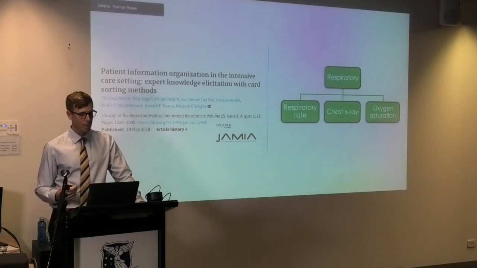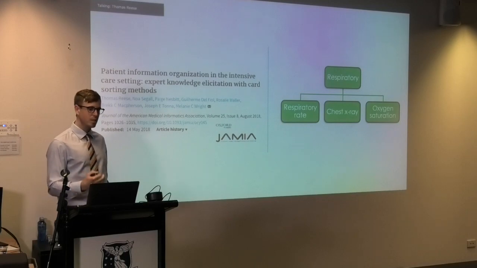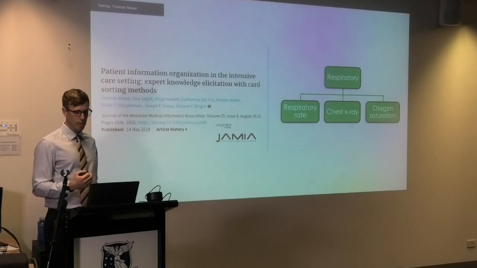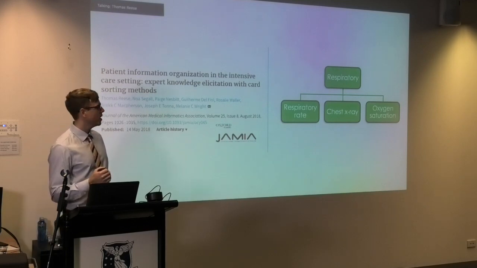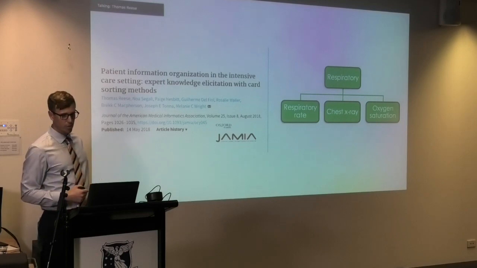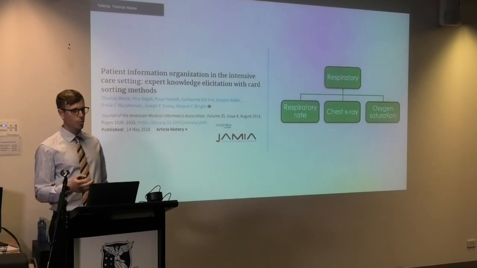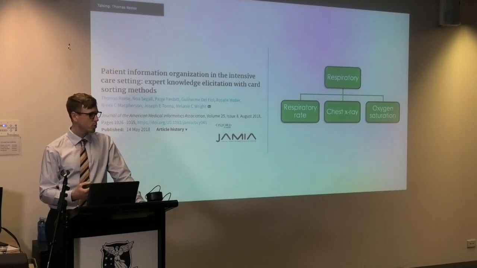So this is the paper that came out of this: Patient information organization in the intensive care setting, expert knowledge elicitation with card sorting methods. The outcome of this was this concept map or hierarchy of data elements in groups. We found that intensivists think about patients in terms of physiological systems, such as respiratory system, showing just a brief snippet of. But it's notable that the electronic health record doesn't store or present this information this way. It's similar to paper-based charts, so it's more source-based, with medications and laboratory results.